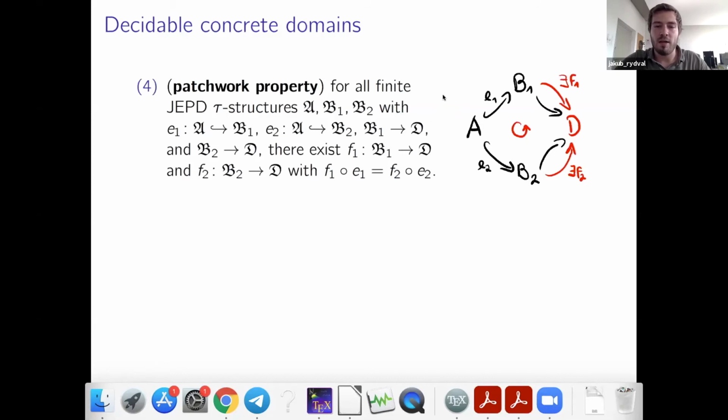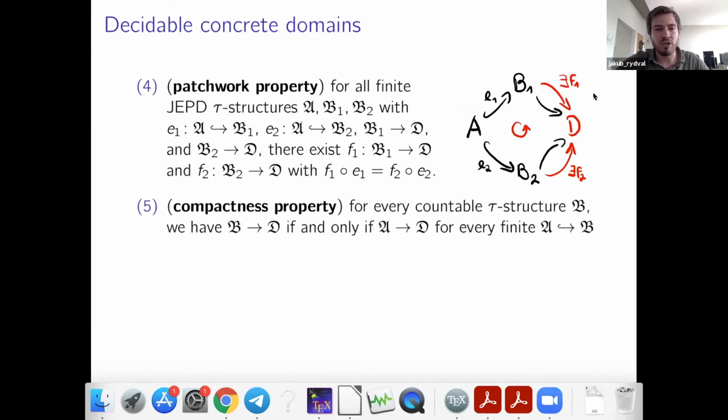Now, to understand this in a more illustrative way, if we have two systems of constraints which are independently satisfiable in D, and they overlap on some intersection A, then they should also be consistently satisfiable. And the last condition is known as the compactness property, which requires that every time we want to test a countable tau structure B for a homomorphism to our concrete domain, we only need to check its finite substructures.